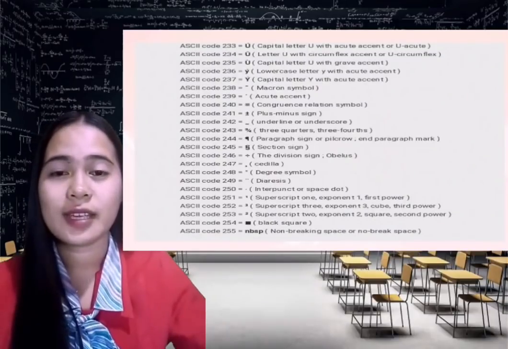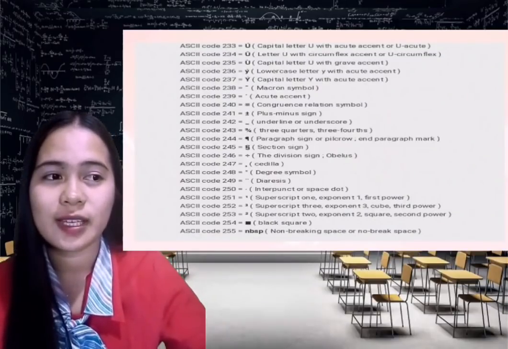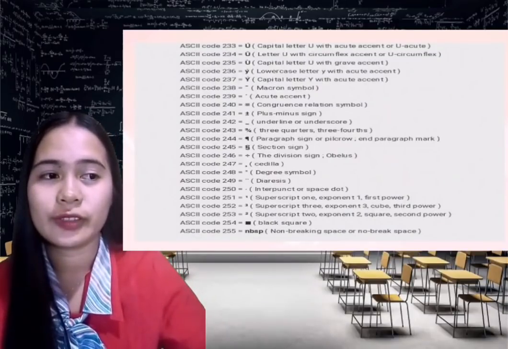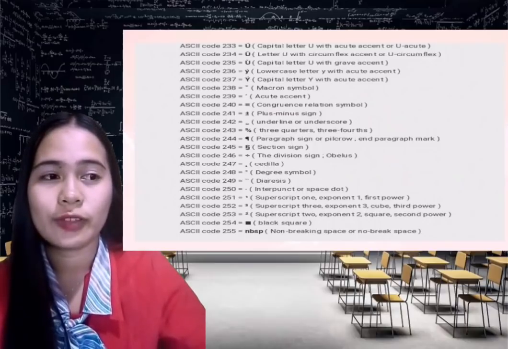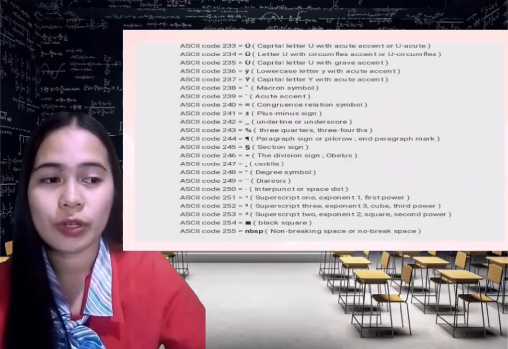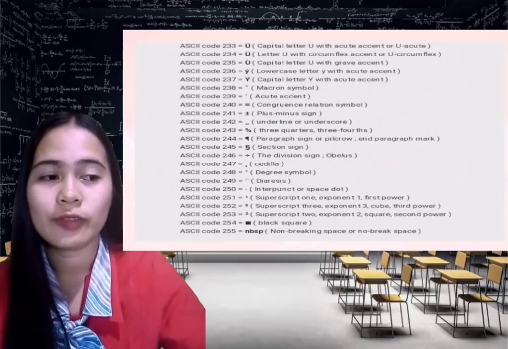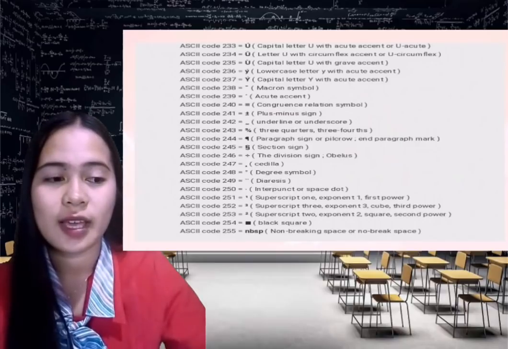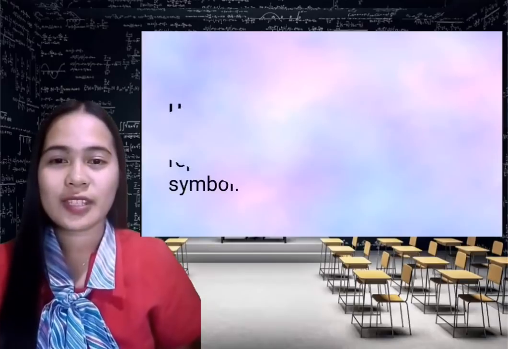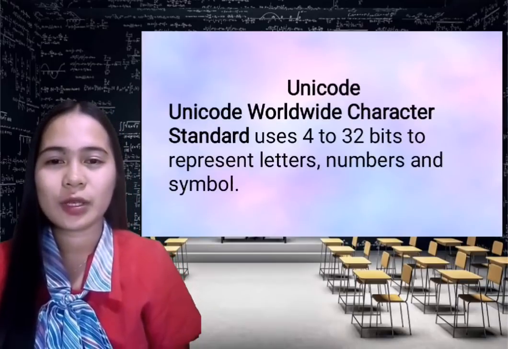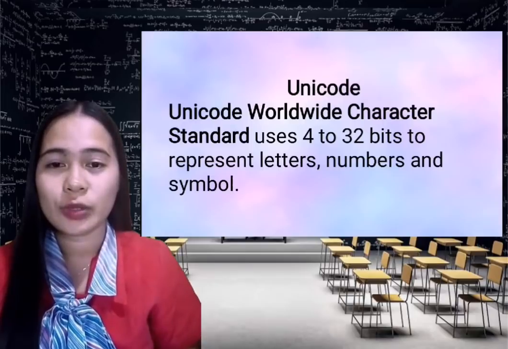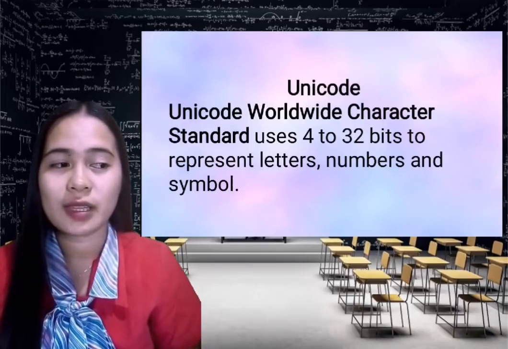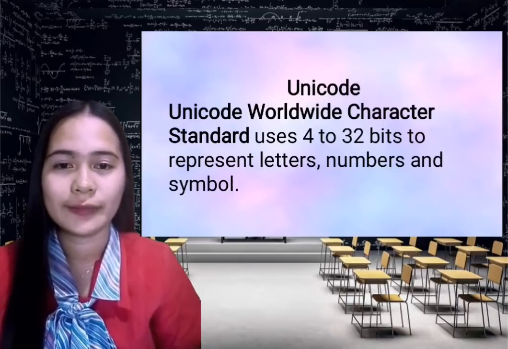Last slide of the ASCII description character, we can see the ASCII code 235, capital letter U with grave accent, ASCII code 242, underline or underscore, ASCII code 248, the degree symbol, and the ASCII code 255, non-breaking space or no break space. We will now move on to the last popular text code system, which is the Unicode. Unicode Worldwide Character Standard uses 4 to 32 bits to represent letters, numbers, and symbols.